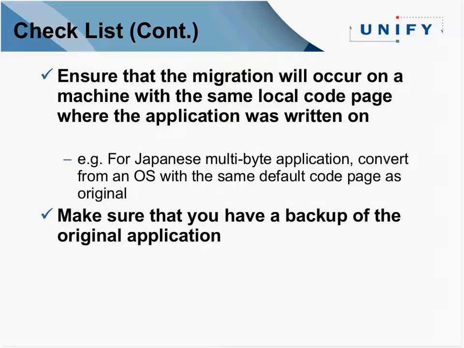Also, for 5.2, because of the Unicode changes, it's very important that you ensure that your migration will happen on a machine which has the same local code page where the application was written on. This is important mostly for double byte character languages like Japanese. So if you're migrating a Japanese TD application, then you will have to ensure that you migrate from a machine with the same local code page where this application was written on. This is to avoid Unicode conflict.